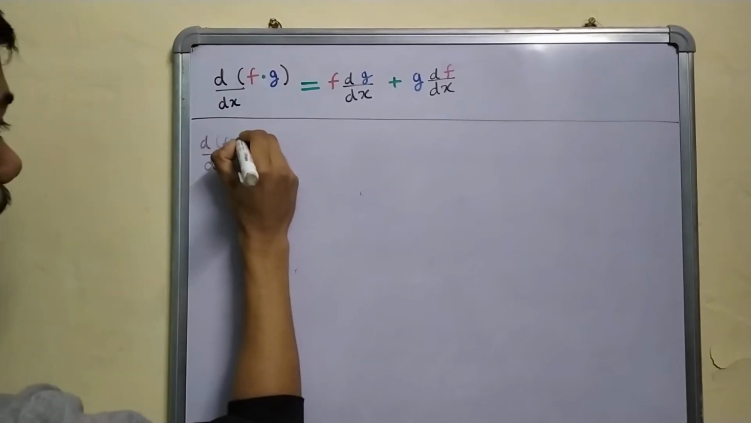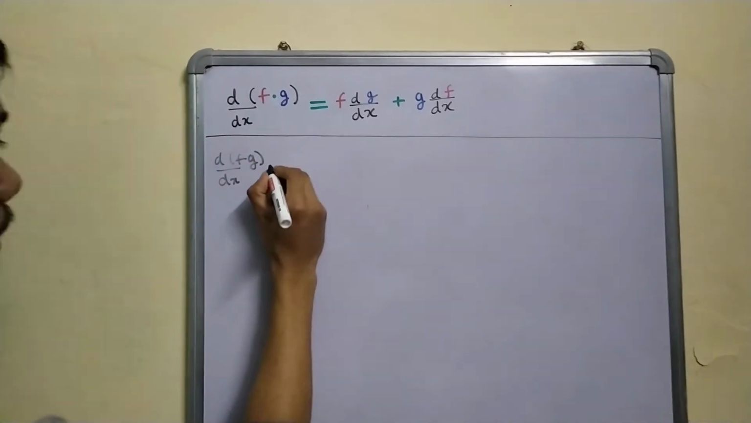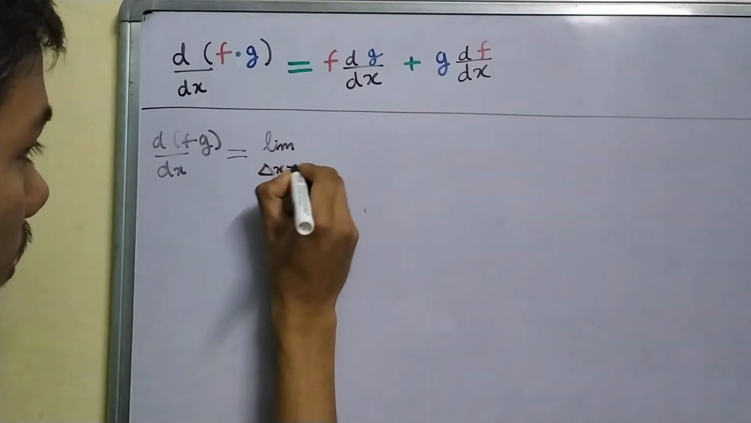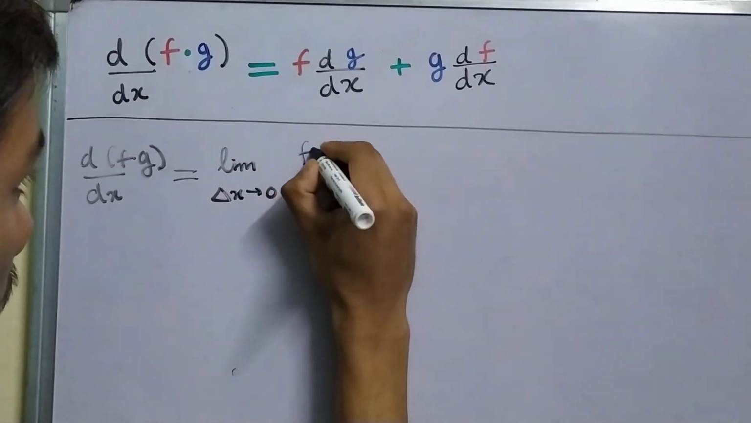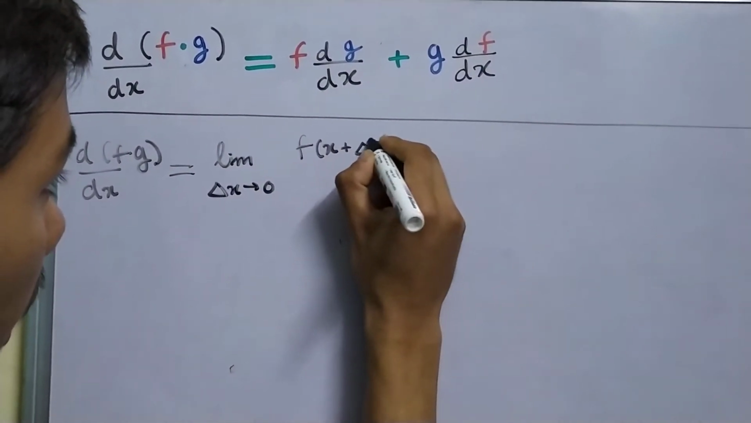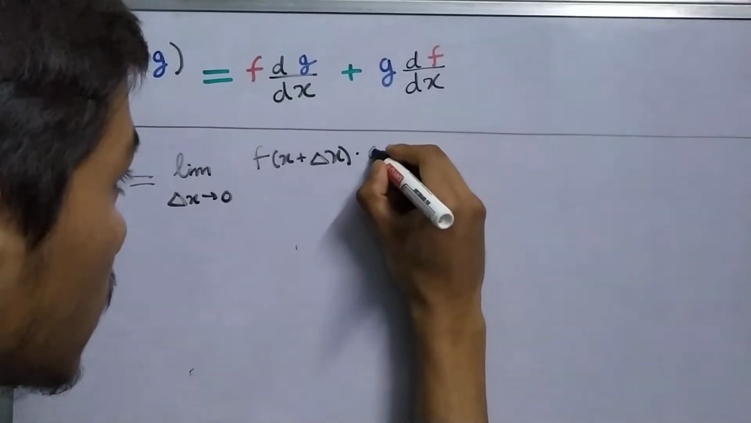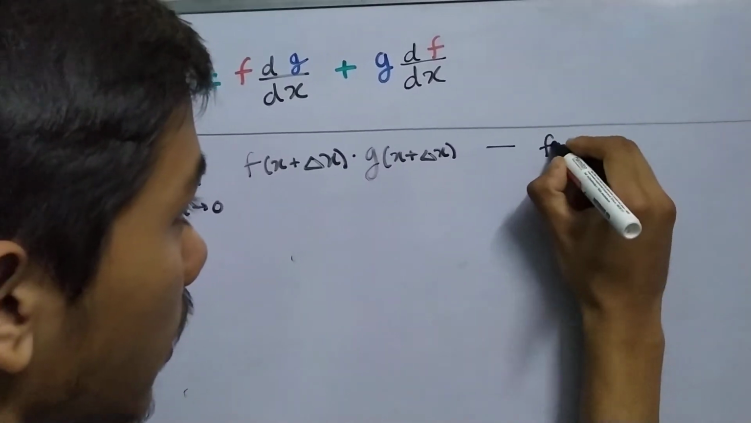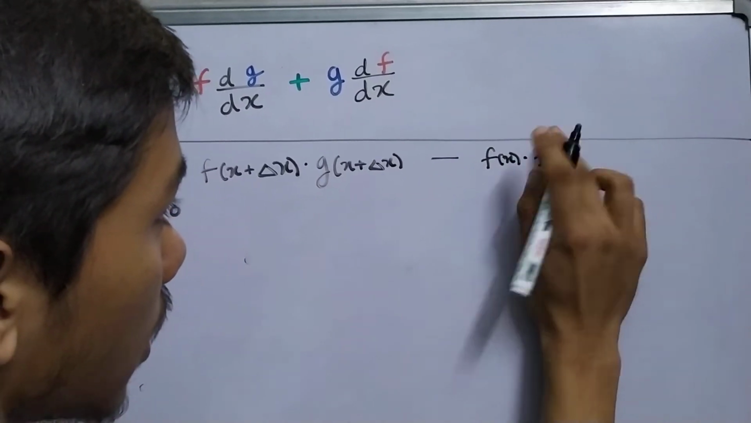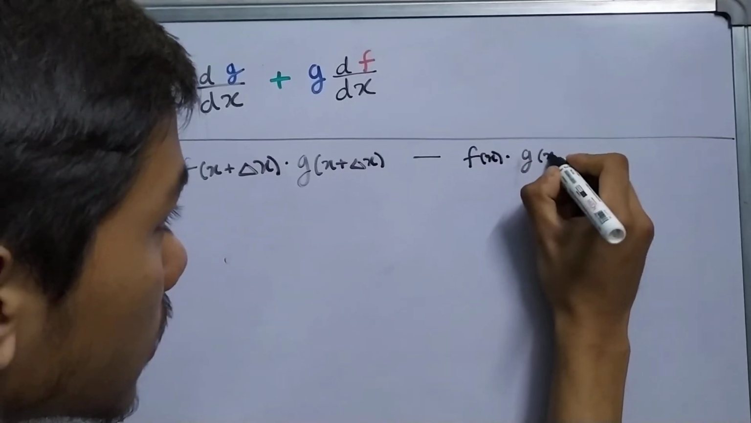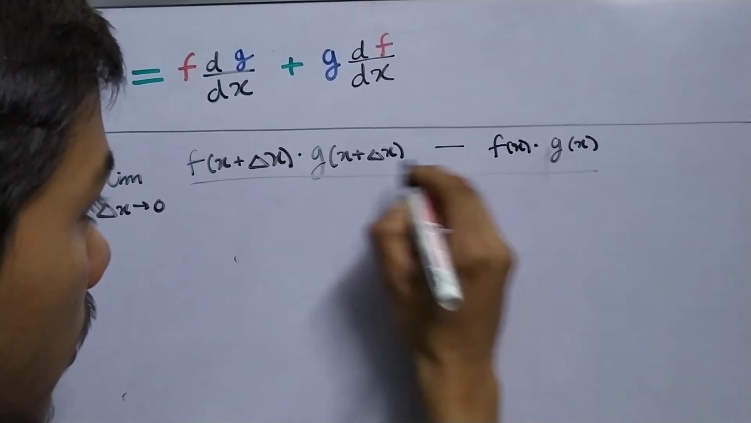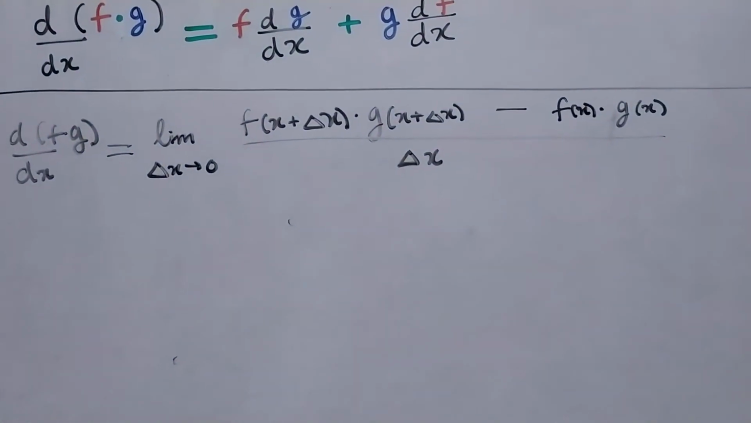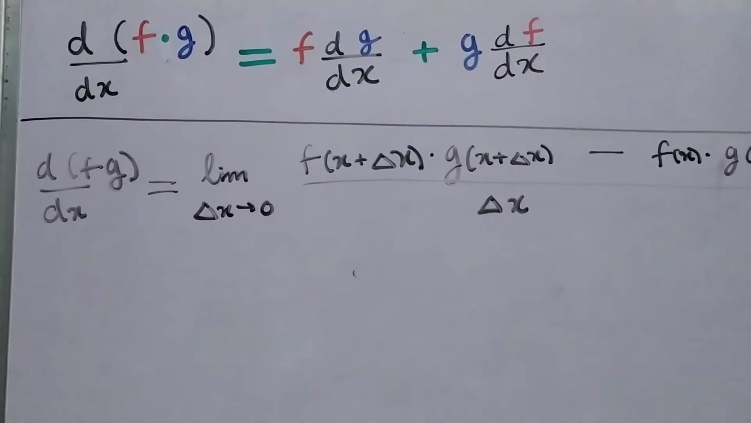So f times g will be the limit as delta x tends to 0, f of x plus delta x times g of x plus delta x minus f of x times g of x divided by delta x. Now let us understand what this means geometrically.